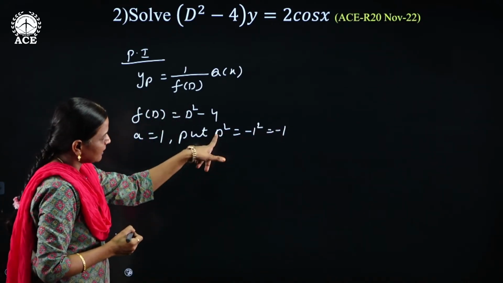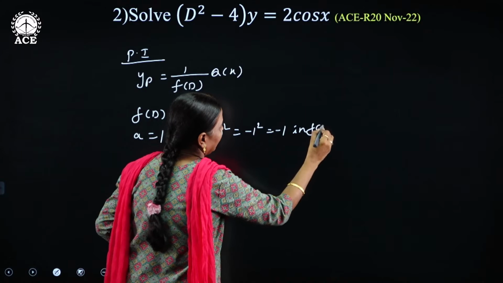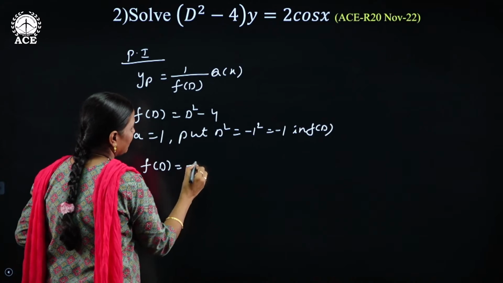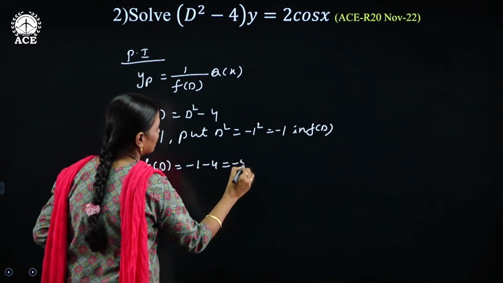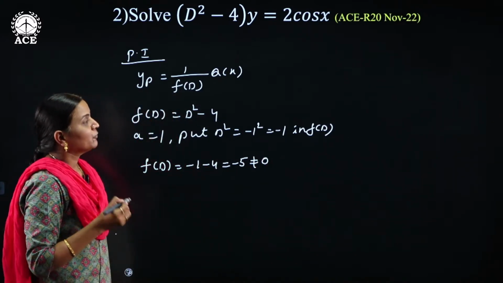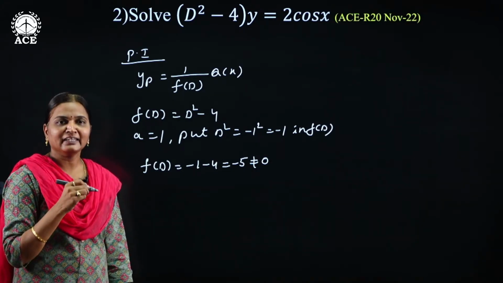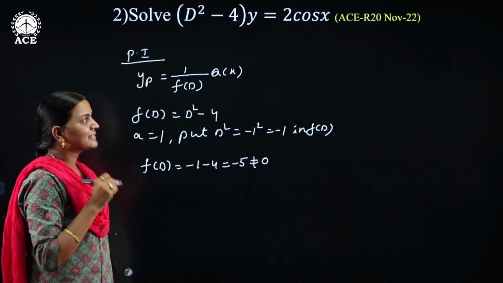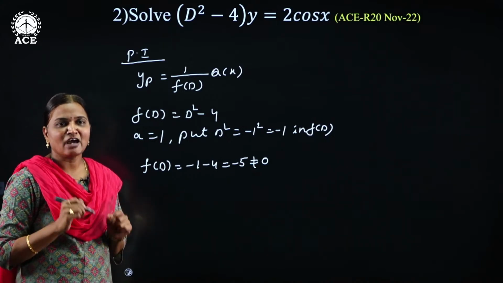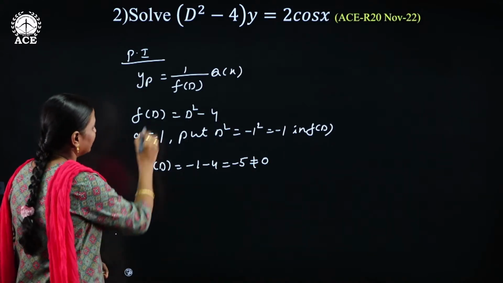If we substitute d square equal to minus 1 in f of d, then we get f of d is equal to minus 1 minus 4, which is equal to minus 5, not equal to 0. What is the key point here? When the roots of the auxiliary equation are real and q of x is sin ax or cos ax, if we replace d square by minus a square in f of d, that functional value is non-zero. Without checking the condition, directly we can write the particular integral formula.